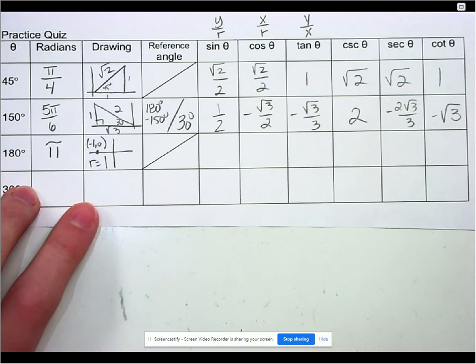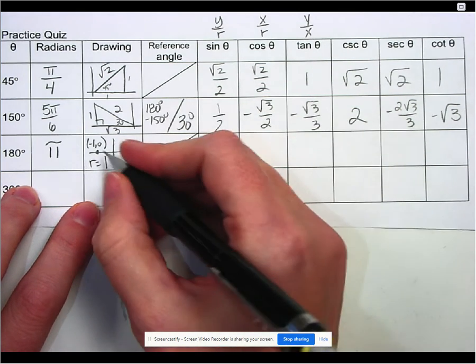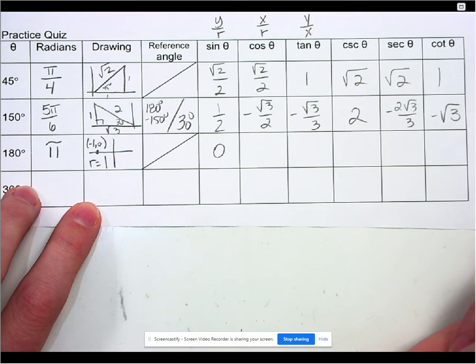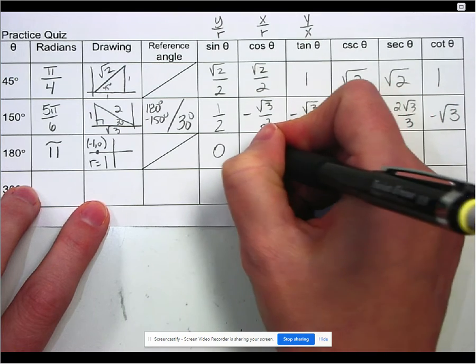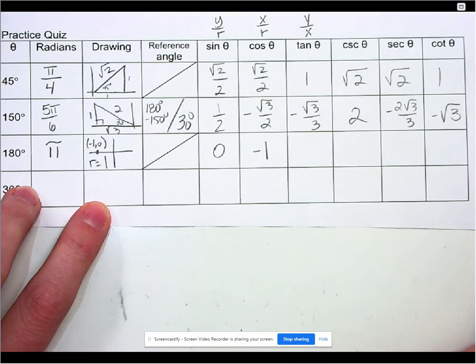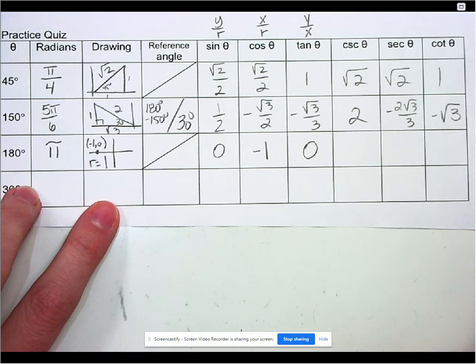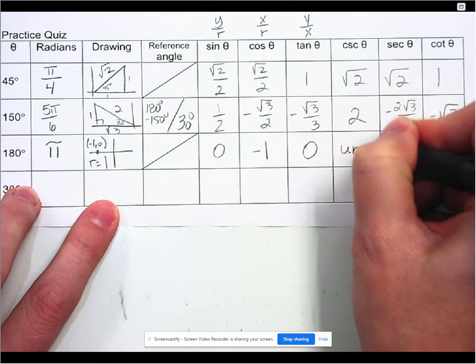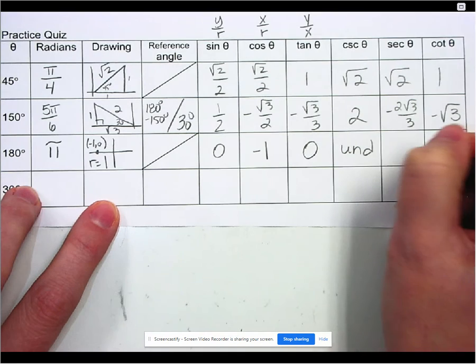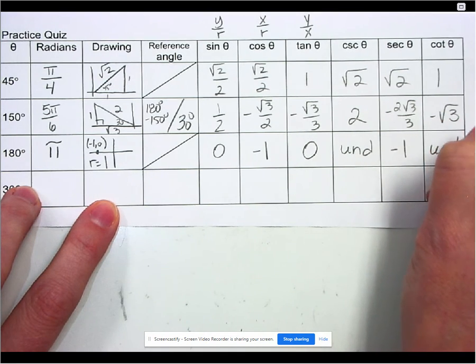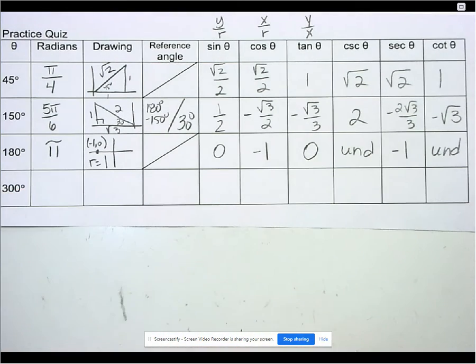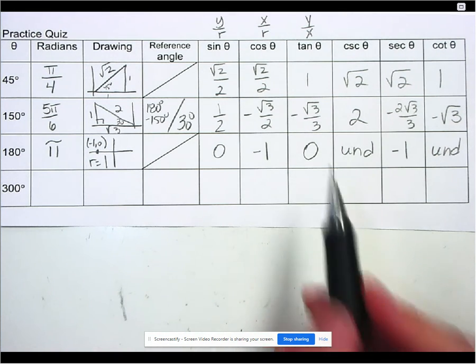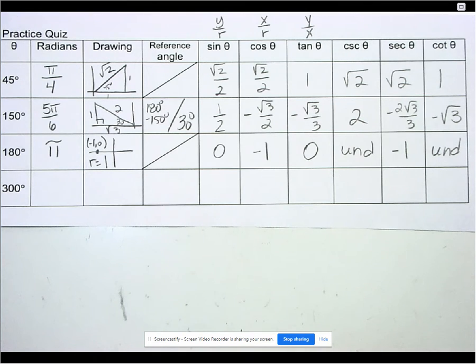All right, so then to find the sine, we're just going to do y divided by r, or 0 divided by 1. X divided by r is -1 divided by 1. And then y divided by x is 0 divided by -1. And then we'll do our reciprocals. The reciprocal of 0 is undefined. The reciprocal of -1 is -1, and the reciprocal, again, of 0 is undefined. So depending on what angle it is, like maybe if you had to do 270, one of these would end up being undefined. And then you would have to do the reciprocal of undefined, and the reciprocal of undefined is 0, just like the reciprocal of 0 is undefined.